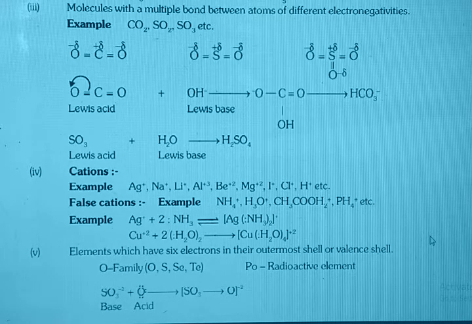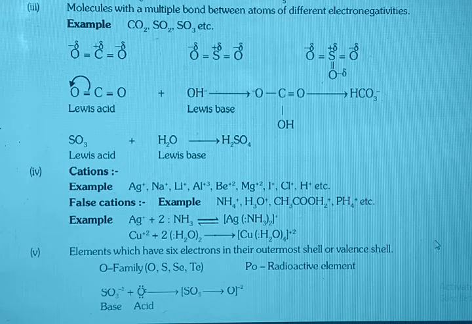You can say they have a tendency to accept a lone pair of electrons. False cations: ammonium plus, hydronium ion, CH3CO, H2 plus, PH4 plus. So these are false cations, not true cations. False cation means NH3 plus H became NH4 plus, right?